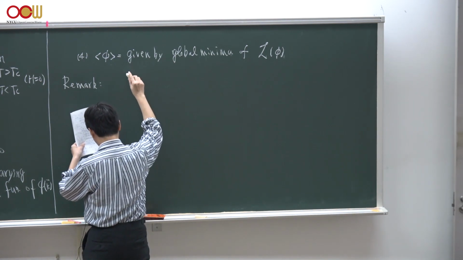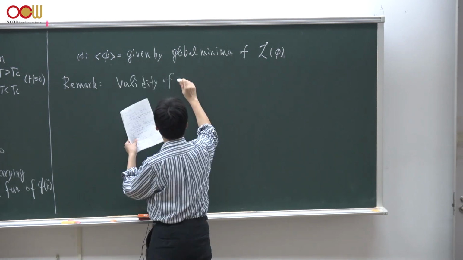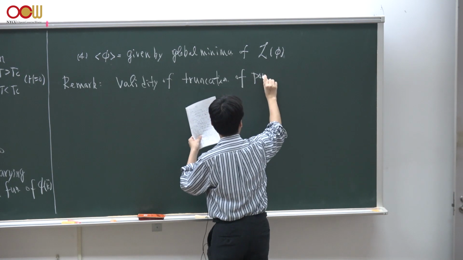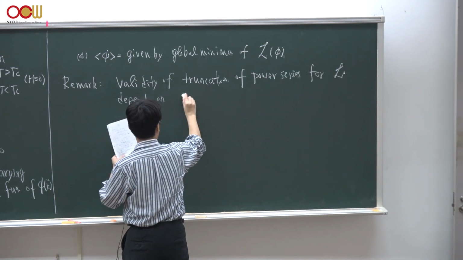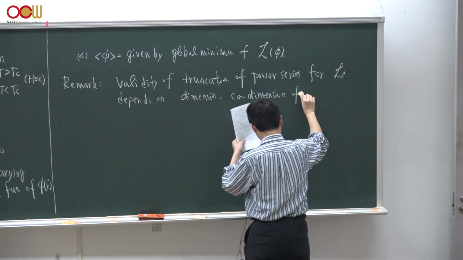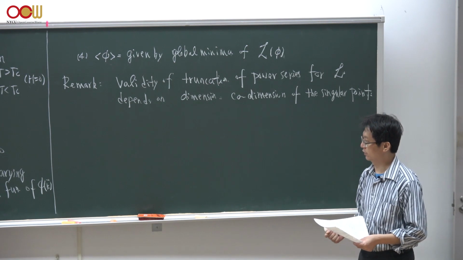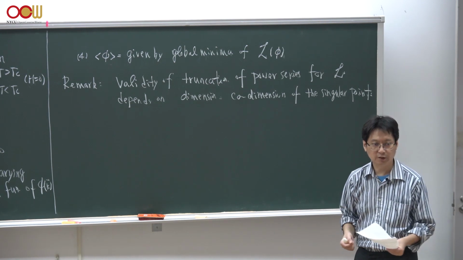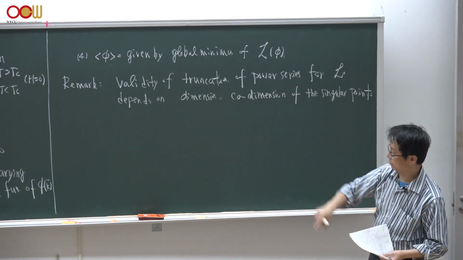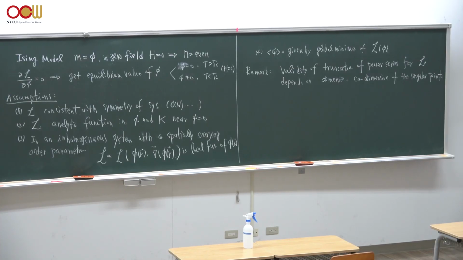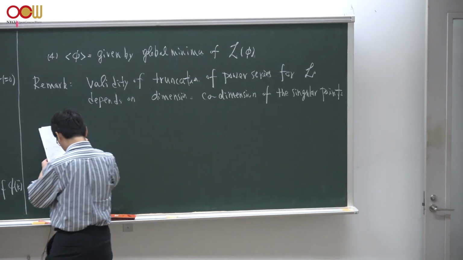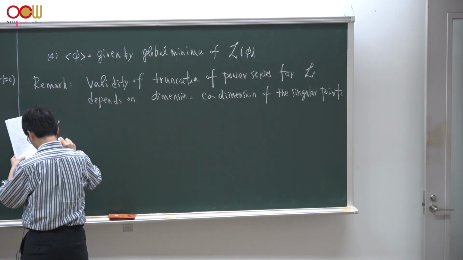Okay, but the validity of the truncation of the power series for L depends on the dimension and codimension of the singular point. In some cases, we may need to expand the Landau's free energy density functional to higher order, but in other cases, just keep up to phi to the 4th power. That should be enough. Up to where we can truncate the power series expansion depends on the dimension and codimension of the system near the singular points. Okay, so let's just start to expand this L up to just a quartic term.